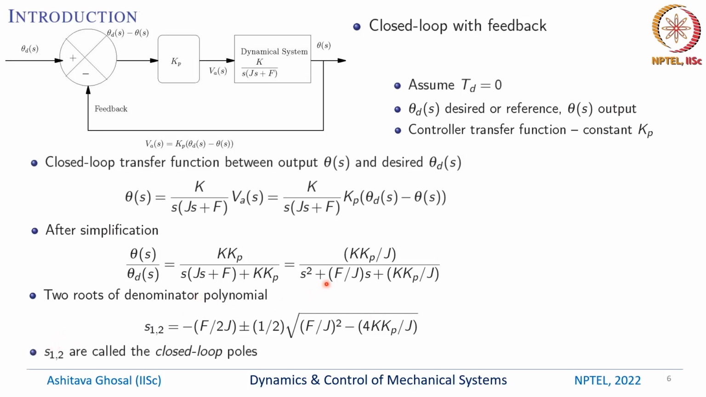The two roots of the denominator, which are these two, s1 comma s2, are also called the closed loop poles, because now we have feedback, we have the transfer function between the output and the input theta d of S, and the roots of the denominator polynomial are called the closed loop poles.